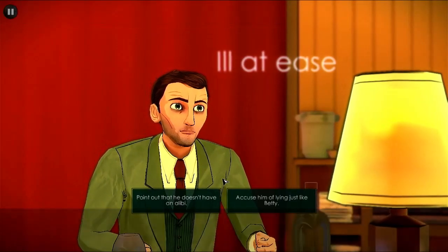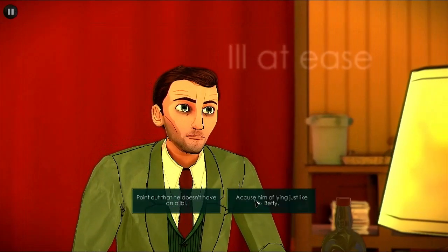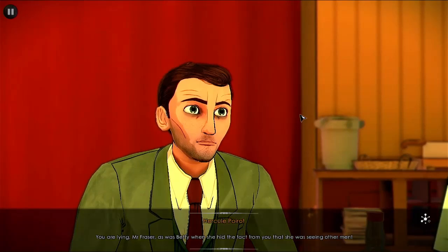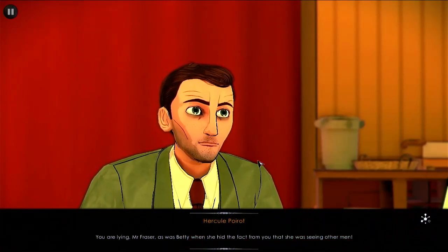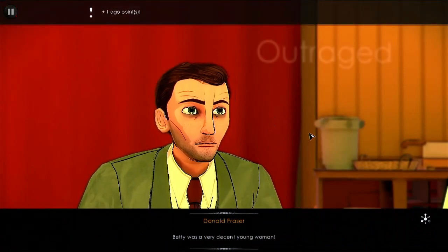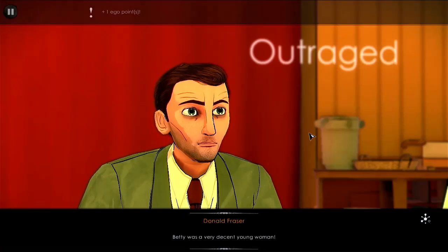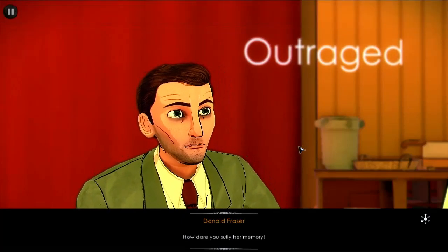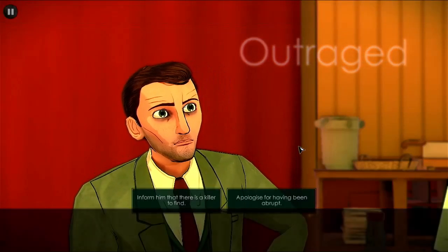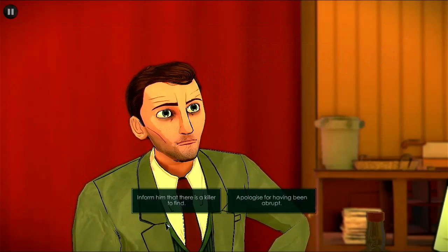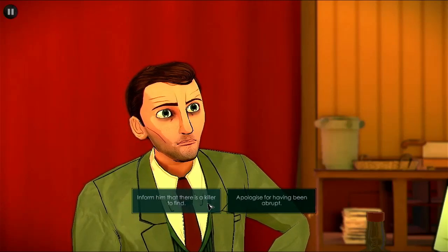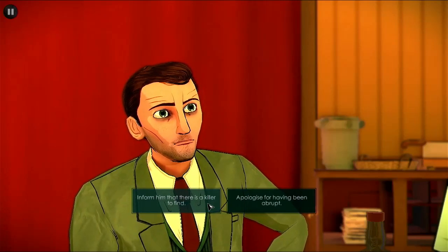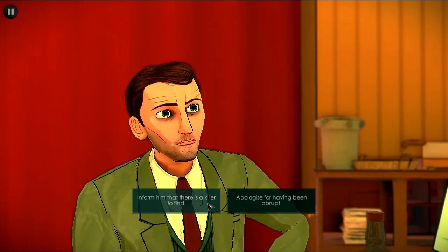I think you're fibbing. Point out that he doesn't have an alibi. Accuse him of lying, just like Betty. You are lying, Mr. Fraser. As was Betty when she hid the fact from you that she was seeing other men. Betty was a very decent young woman. How dare you sully her memory? Is that a scratch on his face? Also, that is a terrible accent there. I know I'm not one to speak because I often do terrible accents as well. But that is particularly bad.